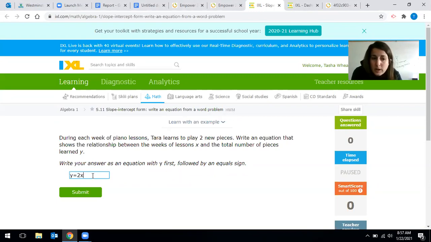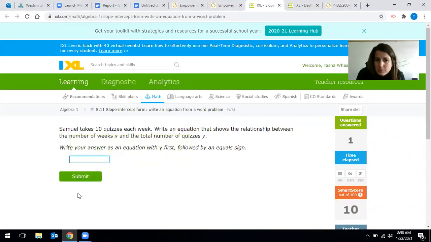So it's going to be 2x because it would be 2 times the number of weeks she has lessons. Your starting value is 0. So you could leave it as just y equals 2x. Or for consistency, if it helps you, you can do plus 0 so you know that that's always going to be your b value that you're adding on. So if I submit that, that tells me that's correct.